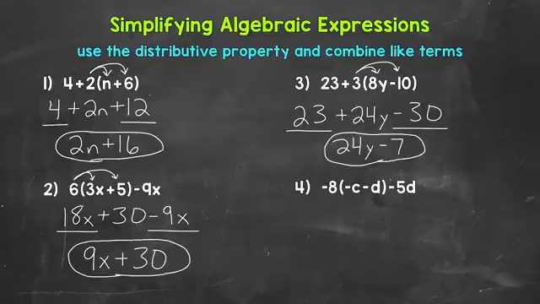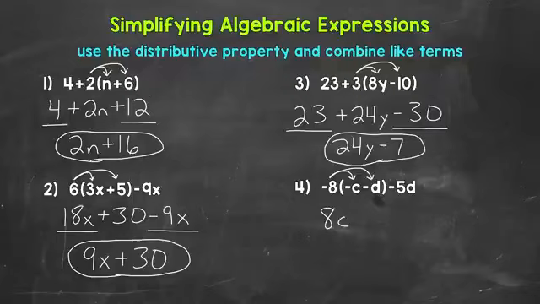Lastly, let's move on to number 4, where we have negative 8, and then in parentheses, negative c minus d, end parentheses, minus 5d. Let's start by removing the parentheses by using the distributive property. Distribute the negative 8 to the negative c, and distribute the negative 8 to negative d. Negative 8 times negative c gives us a positive 8c. Remember, a negative times a negative equals a positive.